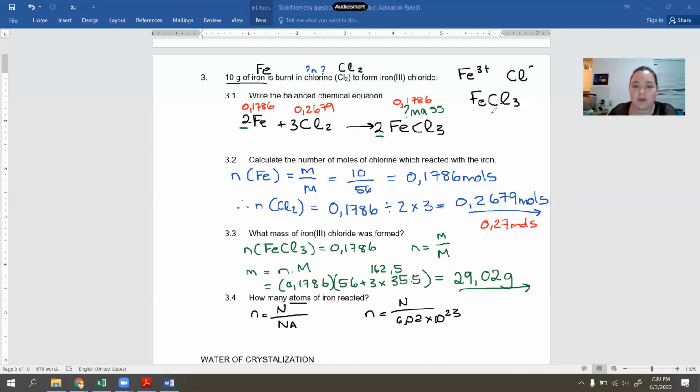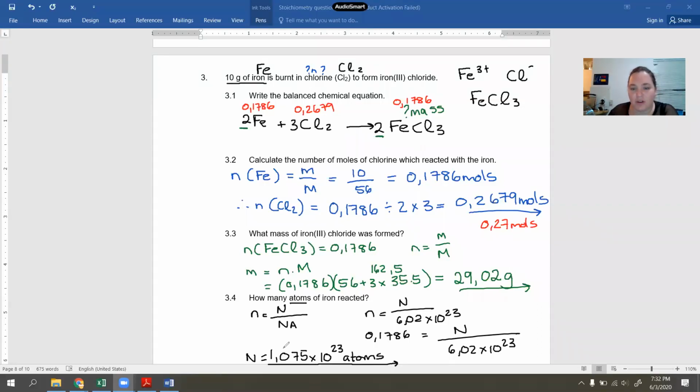Okay, so I'm going to quickly show you my answer. So I said that the number of moles of iron was 0.1786, and we were going to use this formula. So I multiplied that value by that value, and I got an answer of 1,0. I guess you could round it to 1,08 times 10 to the 23 atoms of iron.